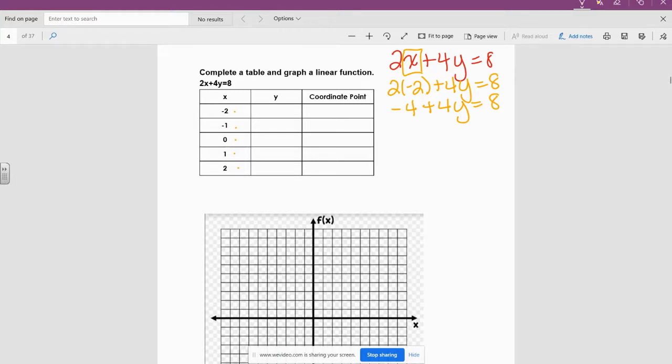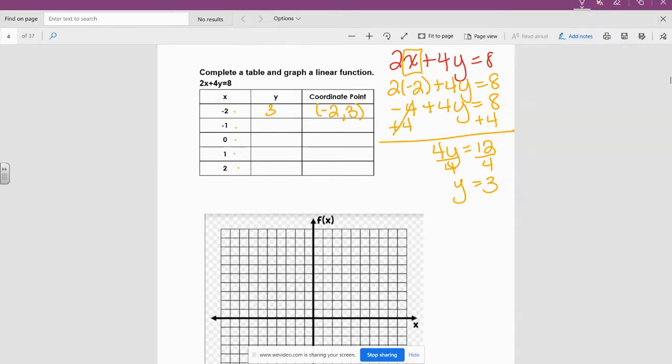That means I need to get rid of -4, so the inverse is to add 4. So these are gone because that's 0. So 4y equals 12. And then to get rid of the 4, because we want 1y, we're going to divide by 4 because that's the inverse. So y equals 3. When x is -2, y is 3. So my coordinate is -2, 3.